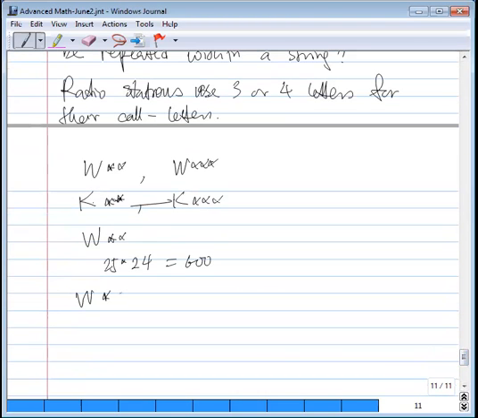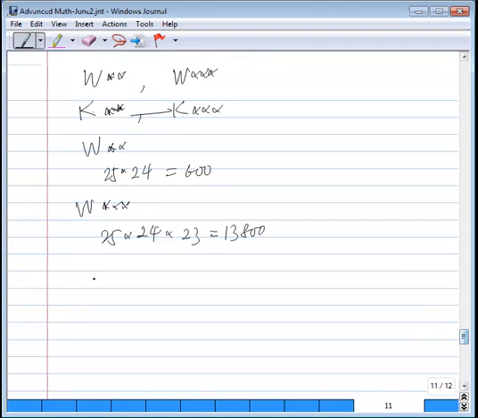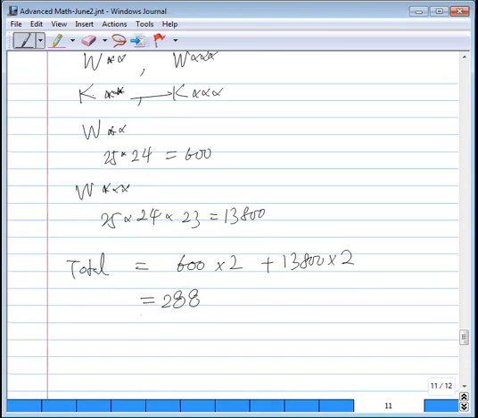Then for W star star star, you have 25 times 24 times 23. If you multiply them out using a calculator, it's going to be 13,800. So the total will be 600 plus 600, add them together, multiplied by 2. So that is going to be 28,800. Okay? So I stop here.